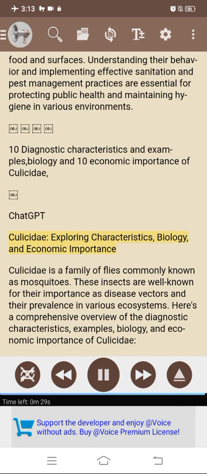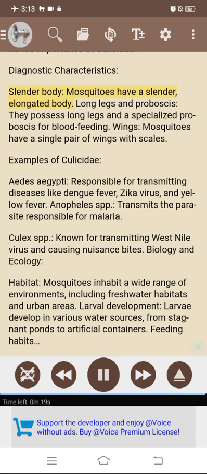ChatGPT. Culicidae. Exploring characteristics, biology, and economic importance. Culicidae is a family of flies commonly known as mosquitoes. These insects are well known for their importance as disease vectors and their prevalence in various ecosystems. Here's a comprehensive overview of the diagnostic characteristics, examples, biology, and economic importance of Culicidae. Diagnostic characteristics. Slender body. Mosquitoes have a slender, elongated body, long legs and proboscis. They possess long legs and a specialized proboscis for blood feeding. Wings. Mosquitoes have a single pair of wings with scales.